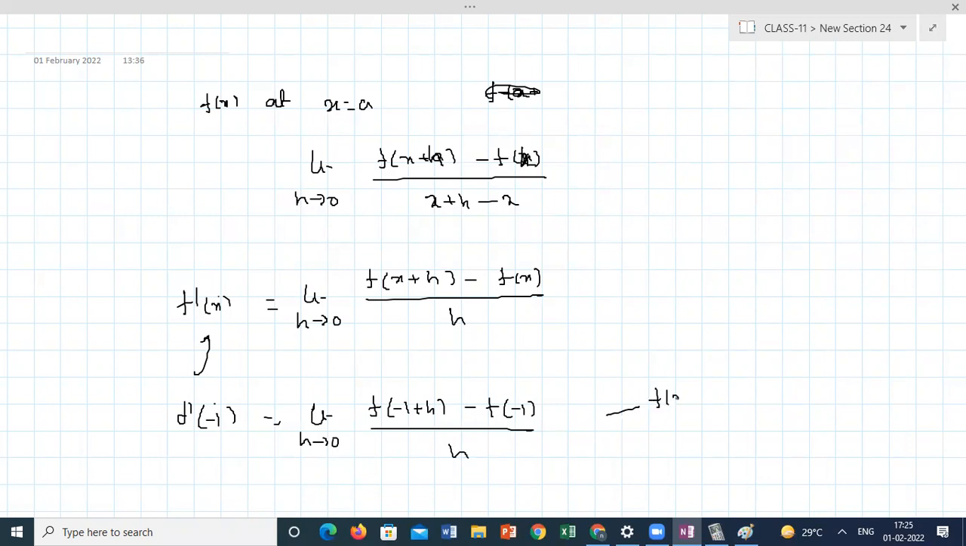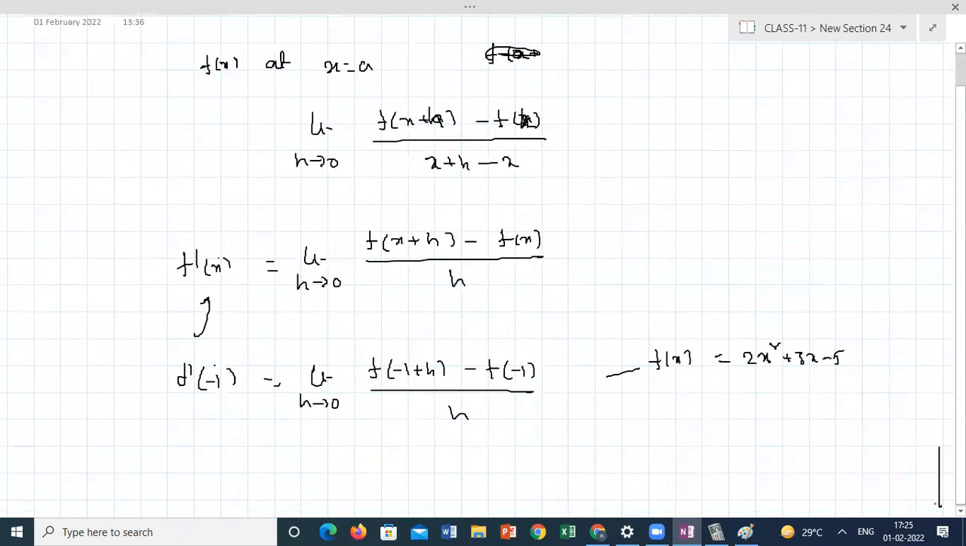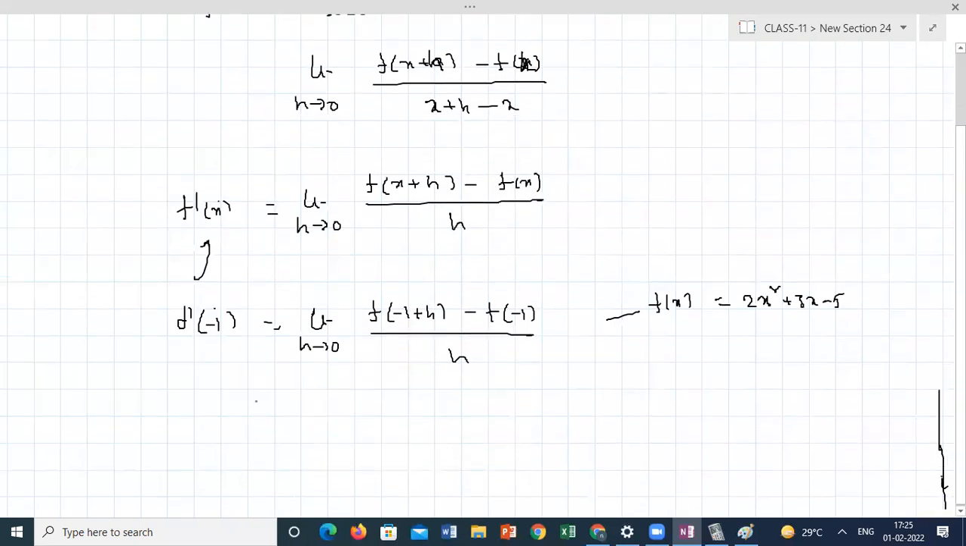But what is your f of x? That is given in the question. Whatever function they are giving, that is your f of x. What is your f of x in this case? Your f of x is 2x square plus 3x minus 5. So wherever you have x, substitute minus 1 plus h. This means wherever you have x in the function, you have to substitute minus 1 plus h.